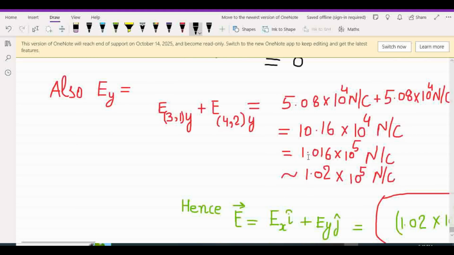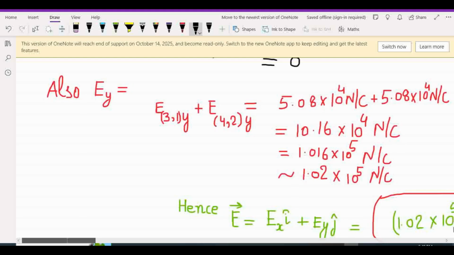In scientific notation, we have to move this decimal point here after 0, so we have to move one digit toward the left. When we move the decimal point to the left, the power of 10 is increased, so 1 is added to 4, and 4 plus 1 is 5. So it becomes 1.016 into 10 to the power 5 Newton per Coulomb, which can be rounded off to 1.02 into 10 to the power 5 Newton per Coulomb, the y component, Ey.